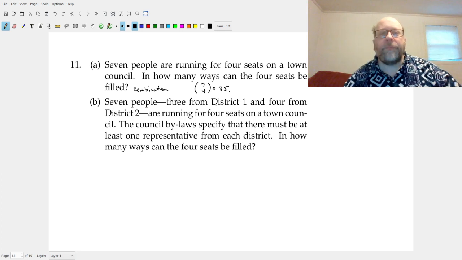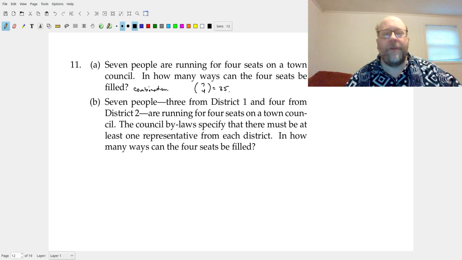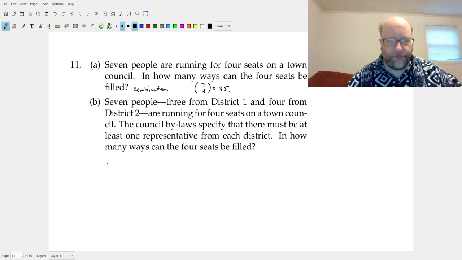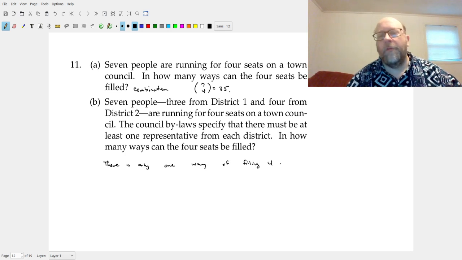All right. But here, 3 from District 1 and 4 from District 2 are running for 4 seats from Town Council. The bylaws specify there must be at least 1 representative from each district. And how many ways can the 4 seats be filled? Well, there's only one way of filling 4 seats that violates this rule.